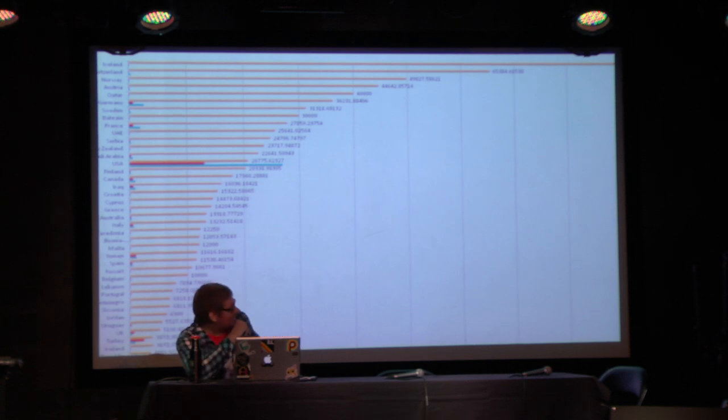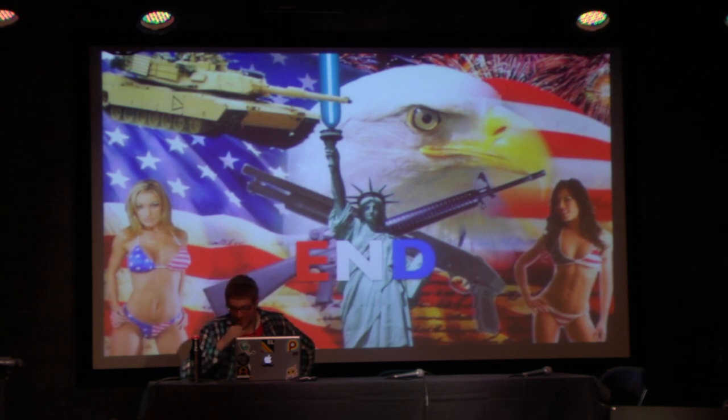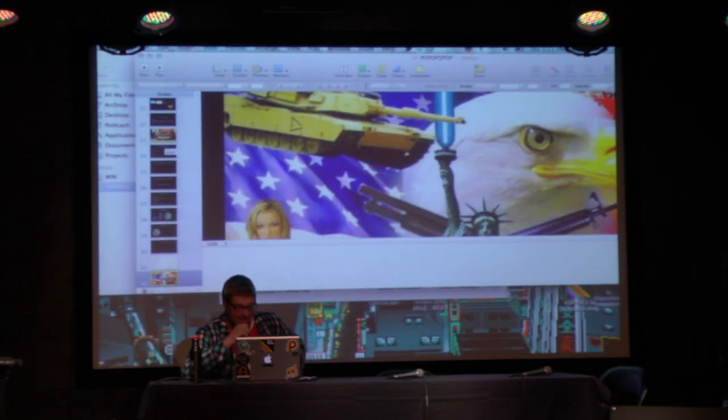So we see that blue line? If we can increase that way up to like 90,000, then statistically there won't be that many gun deaths. So that's the end. Thank you. I only had this 23 minutes, so I was like, okay, I don't know what else to talk about. Does anyone have any questions?